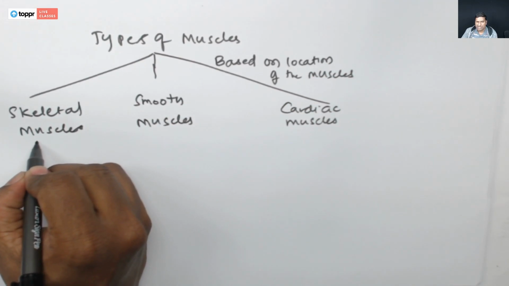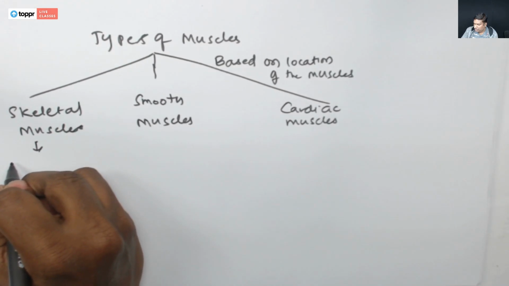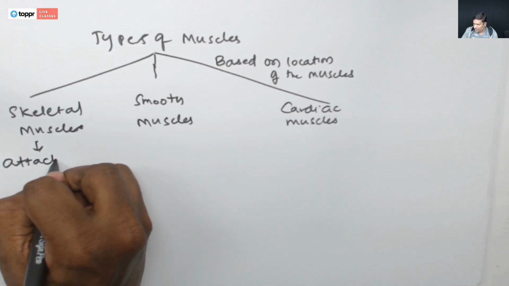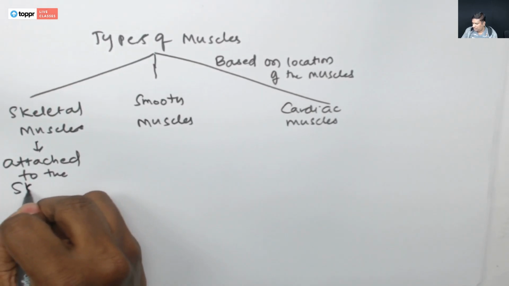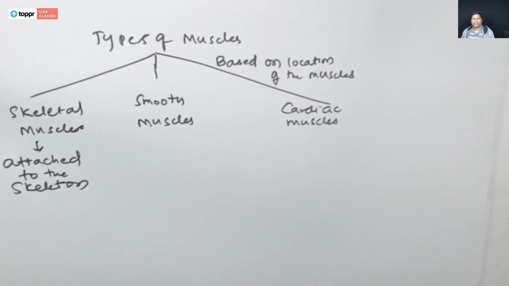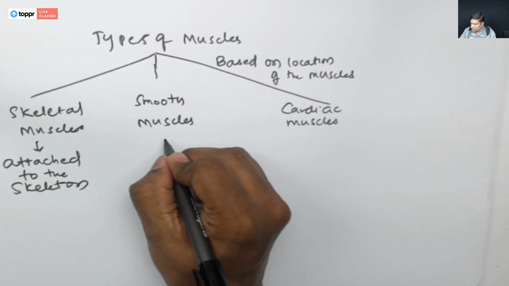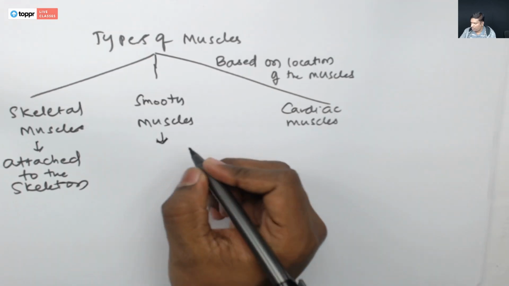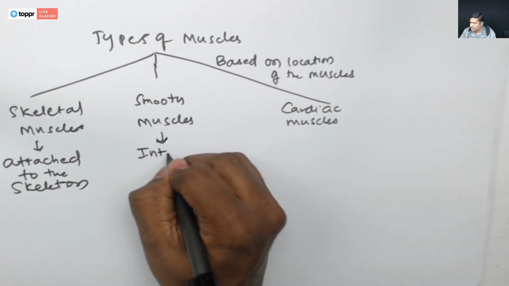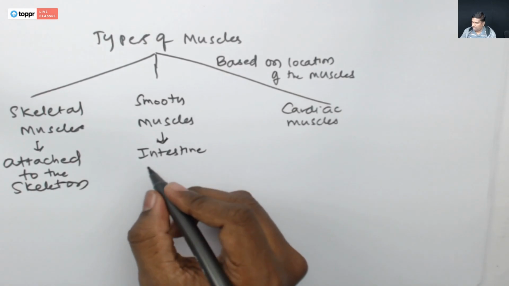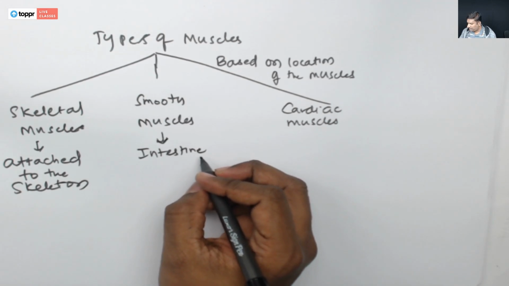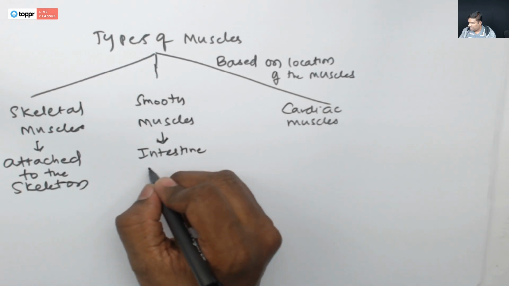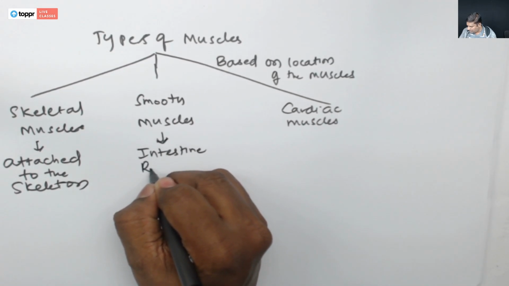Now, where are the skeletal muscles located? You can actually see them bound to the skeleton. They are attached to the skeleton or bones, because of which we are calling them skeletal muscles. Now, smooth muscles are found in regions like your intestine, right? Where else do you see them? You can find them in the intestine and respiratory tract, lungs.